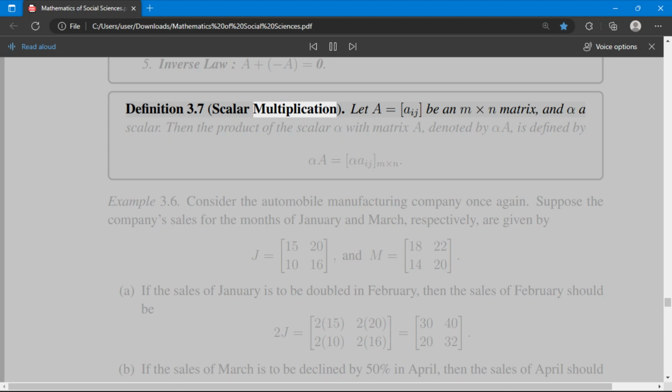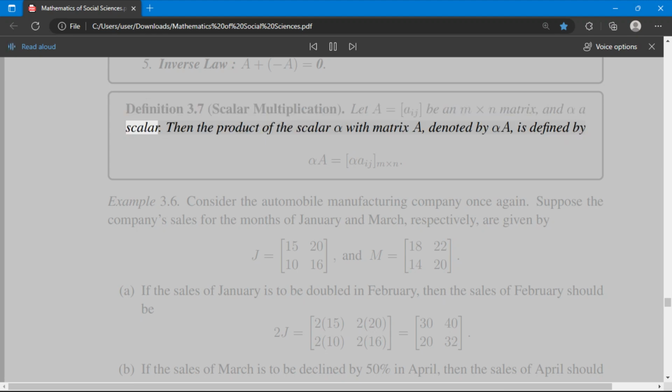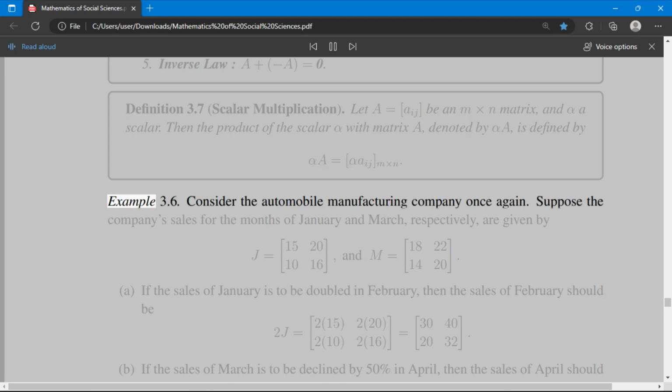Definition 3.7. Scalar multiplication. Let A equals aij be an m times n matrix, and alpha a scalar. Then the product of the scalar alpha with matrix A, denoted by alpha A, is defined by alpha A equals alpha aij, m times n. Example 3.6.